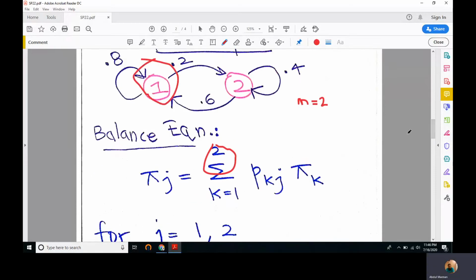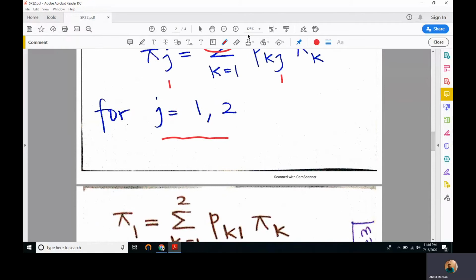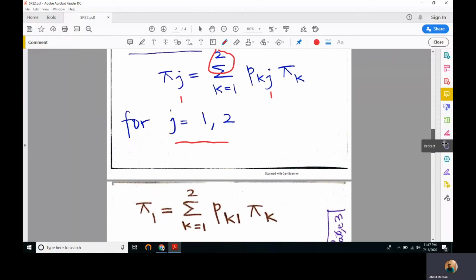Long-term probability for this state. Instead of j, we'll put a 1 here. So it would be pi 1 equals the summation over k, p k1 and pi k, where k ranges from 1 to 2. Instead of j, we have put a 1 here: pi 1 equals the summation from k=1 to 2 of p k1 pi k, because j is 1.